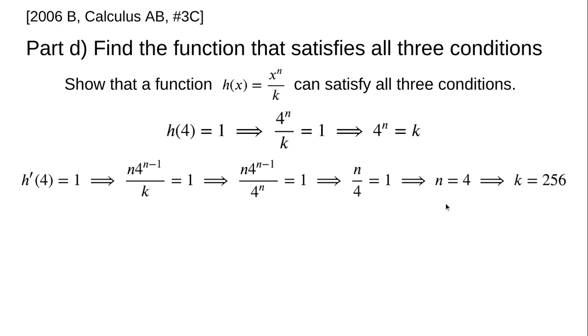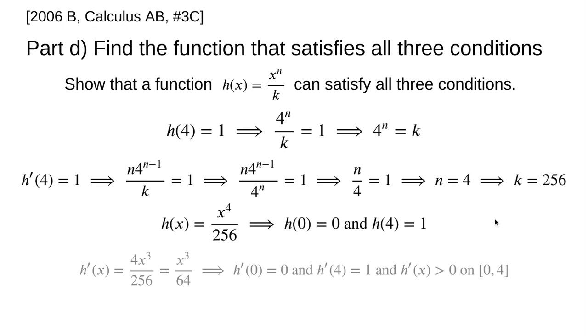If n is 4, going back to the previous line, n equals 4 implies that k is 4 to the 4th, which is 256. So now we have a possible h of x function, x to the 4th over 256. If we go with this h of x, x to the 4th over 256, h of 0 is 0, as required in the question stem. H of 4 is 1, as required in the question stem.